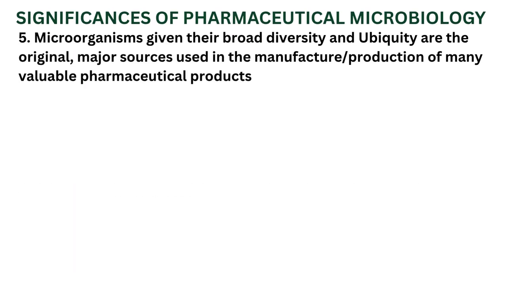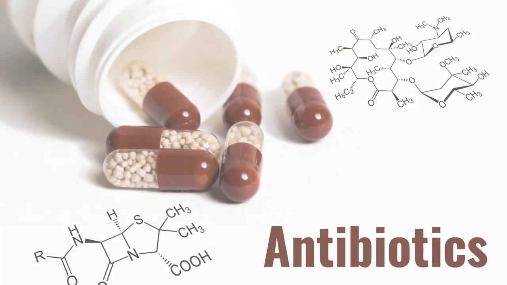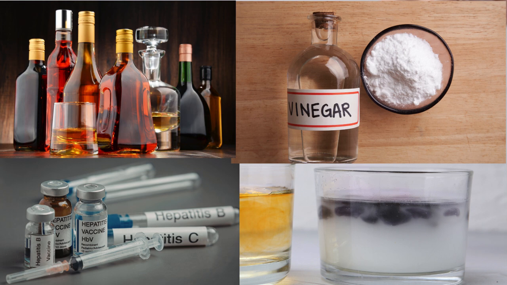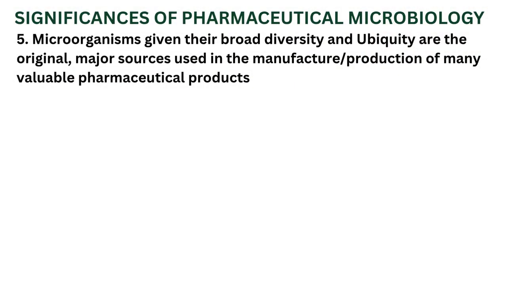5. Microorganisms, given their broad diversity and ubiquity, are the original, major sources used in the manufacture, production of many valuable pharmaceutical products such as antibiotics, steroids, therapeutic, industrial enzymes, fine chemicals, examples alcohols, vinegar etc., vaccines, polysaccharides, products of recombinant DNA technology.